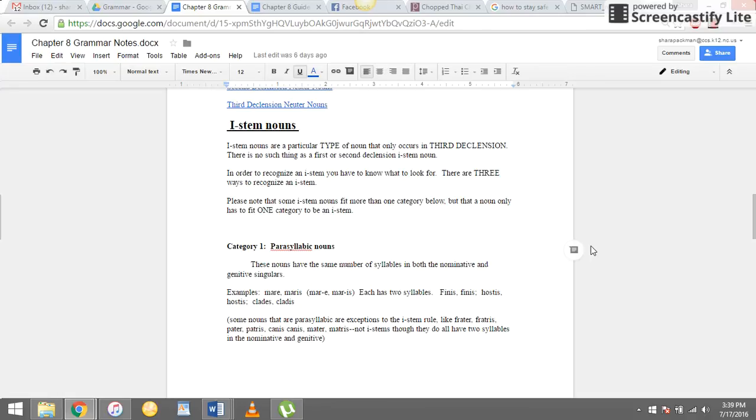There are some nouns that are parasyllabic that are exceptions to the I-stem rule. And these are nouns you've seen 100 times, like frater, pater, canis, mater. They are parasyllabic. They are not I-stems. But most of the other ones that are parasyllabic are I-stems. So if a noun is parasyllabic, it has the same number of syllables, and usually 2, in the nominative and genitive singular in your vocab, it's an I-stem.